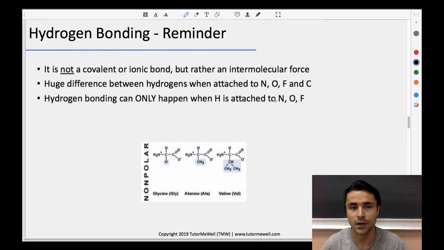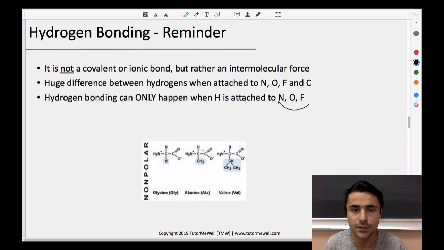Before we move on, I wanted to talk a little bit about hydrogen bonding. Okay, so a hydrogen bond is not a covalent or ionic bond, okay? If you look at these amino acids here, you can see that the lines here are covalent bonds. A hydrogen bond is not that. It's just an intermolecular force. It's the force that holds molecules together. And there's a huge difference between hydrogens when they're attached to these atoms or carbon. And the difference is that hydrogen bonding can only happen when H is attached to N, O, or F, either of these three. And I'm going to show that in a second.